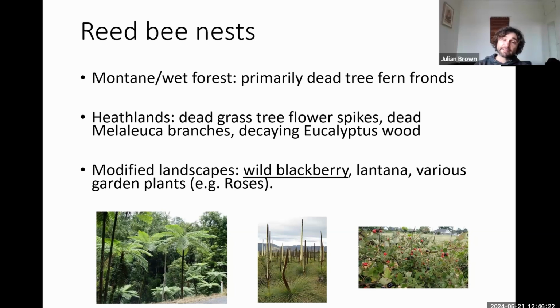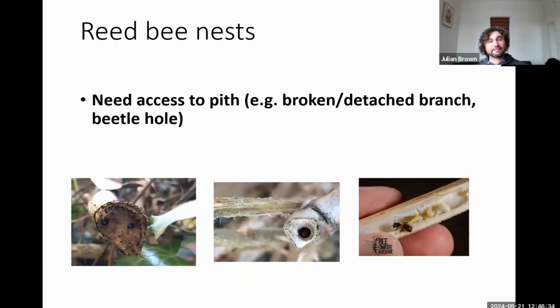In the modified landscapes, we often find them nesting in wild blackberry or further north in lantana. They'll nest in most garden plants that have a pithy stem, but they need access to that stem. So the branch needs to be broken or detached or dug into by a beetle.